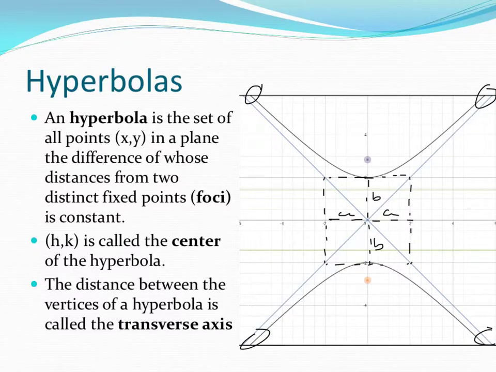Regardless of the direction of the hyperbola, the axis between the two vertices is always called the transverse axis. The other axis is the conjugate axis. Again, that's based on the direction of the hyperbola rather than the size of those two.